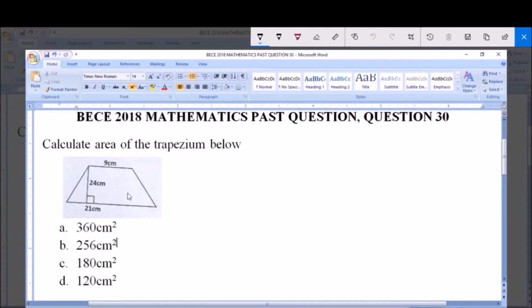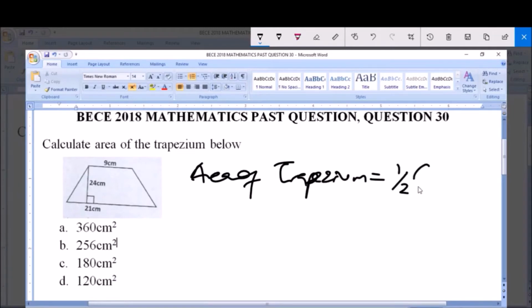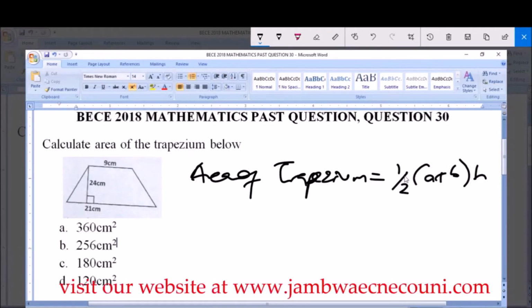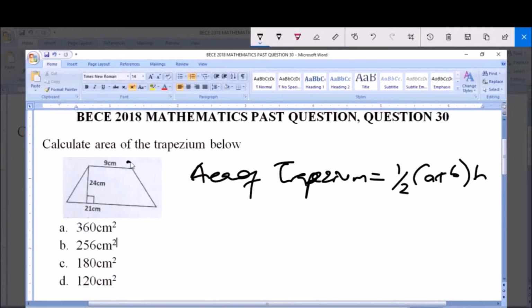Now this is a trapezium given to us, and we know that the formula for finding the area of a trapezium is equal to half multiplied by A plus B in brackets, multiplied by H, which is the height. Now I will explain what this A, B, and H represent. Now this line here is your A, and A is equal to 9 cm.